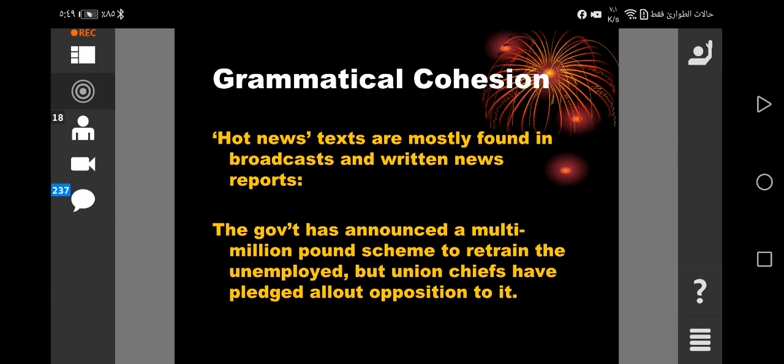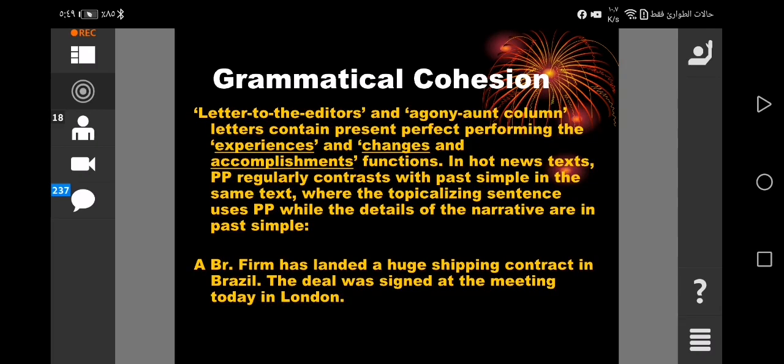So take this example, which normally appears in newspapers. The government has announced. See, the writer has not said the government announced. He says the government has announced. Right, so in hot news, they use present perfect, not simple past. Letters to the editor, or agony aunt column.